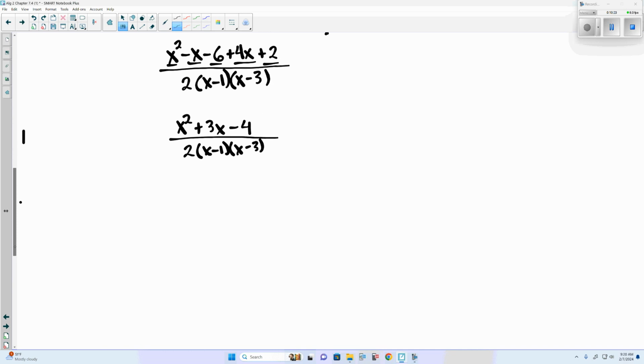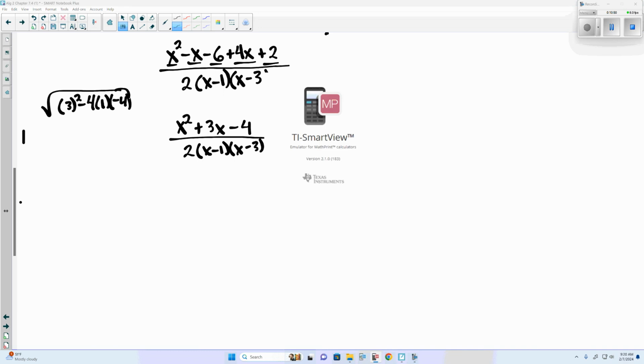Now, the last thing we need to do before we can say we're done is make sure that our x squared plus 3x minus 4 does not factor. If it factors, we need to factor it. Even if it doesn't simplify with anything, we still need to factor it. So if we want to check our b squared minus 4ac, 3 squared minus 4 times 1 times negative 4. Now the value we get from this, we're really just checking if it's factorable.